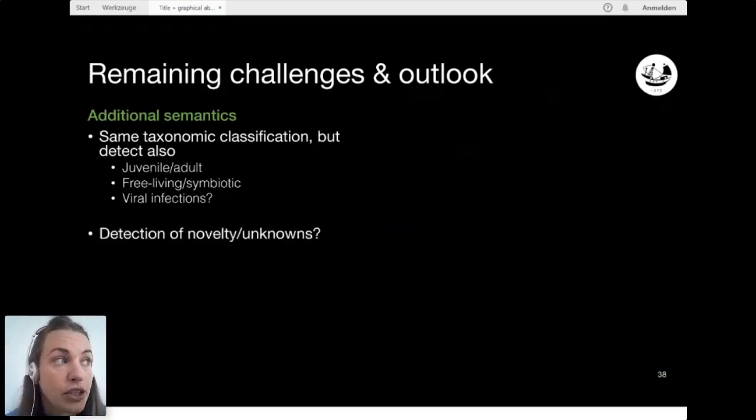I mentioned already that the detection of novelties and unknowns would be of particular interest, and this is something we will probably apply this method to in the future, because there are many undescribed species that can be quite rare, and you have to acquire many images to find one of them, which again is not really feasible when you do it manually.